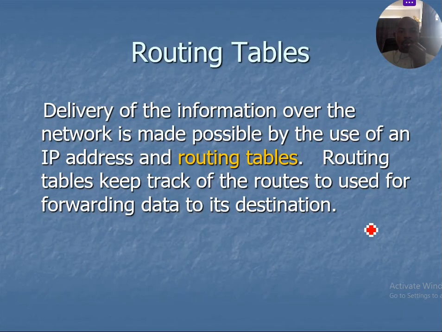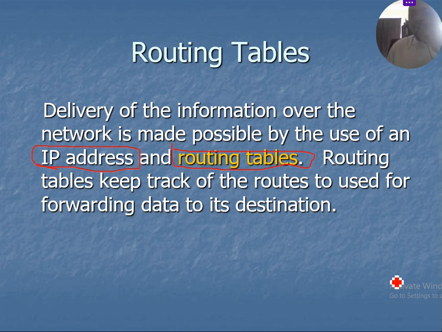Now let's go to the routing table. Delivery of information over the network is made possible by the use of what? The IP address. We've talked about this. You use the IP address and the routing table to deliver information. The IP address is to route the information from city to city, country to country, continent to continent. When the data packet arrives at the network in the other country, it uses the routing table to establish which destination the information is meant for.